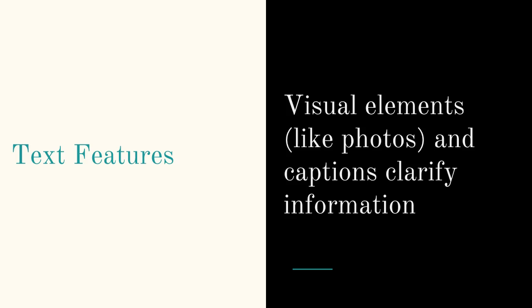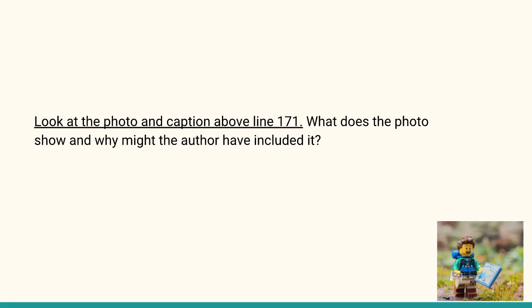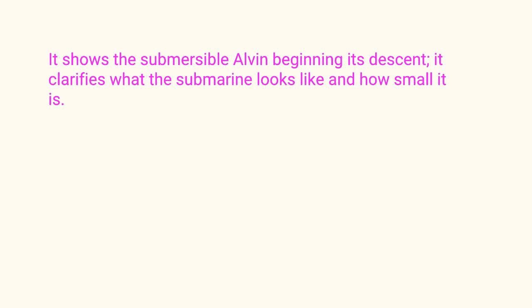Visual elements, such as photos, can add or clarify information. Captions help explain visuals. Look at the photo and caption above line 171. What does the photo show, and why might the author have included it? Pause while you think. It shows the submersible Alvin beginning its descent. It clarifies what the submarine looks like and how small it is.